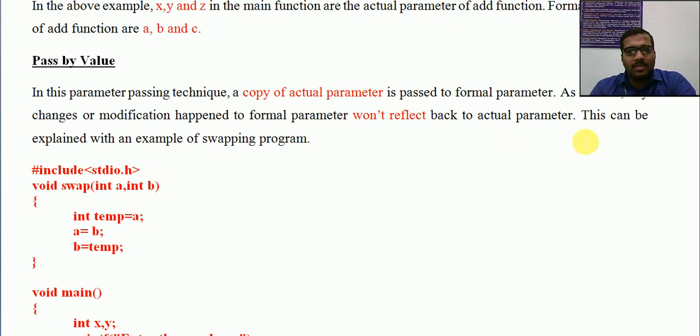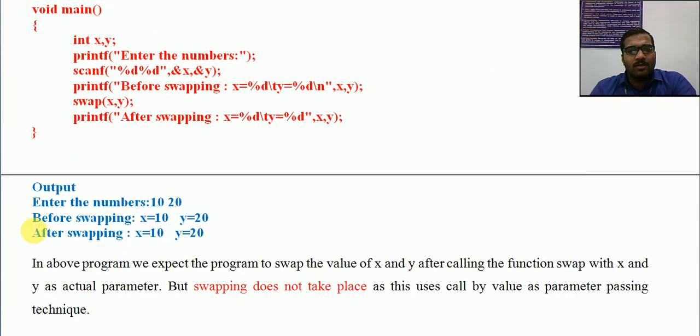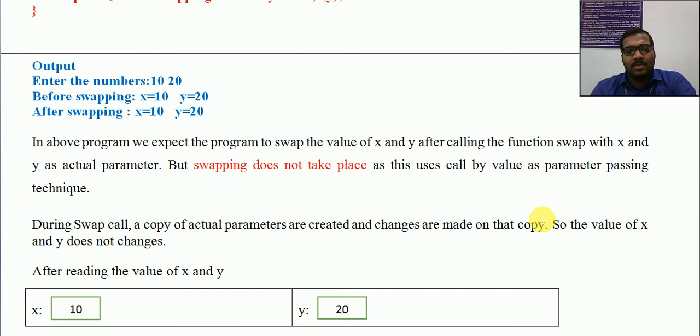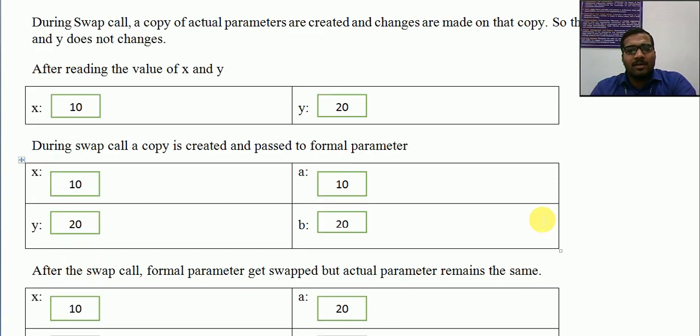Now in the remaining programs you will see the pass by value concept being used mostly. Okay, now this is the output. Enter the numbers 10, 20. Before swapping, x is 10, y is 20. After swapping, x is 10, again y is equal to 20. Okay, so swapping does not take place. I have given the same thing that I have already explained.